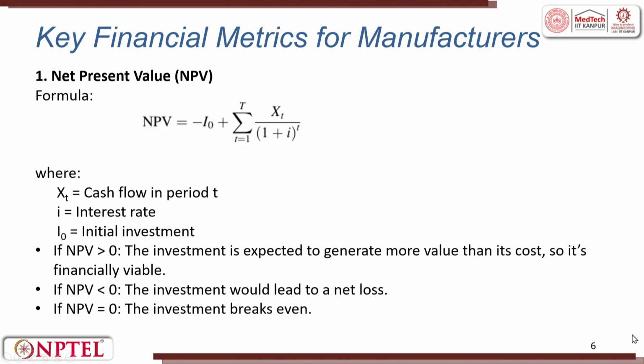Let me now try to see certain metrics. Financial metrics for manufacturers. The first financial metric is net present value. Net present value is the discounted value of any assets that we have to the present time for the next coming years. So we have to subtract the investment, that is minus I naught. I naught is the initial investment, and the further cash flow in period t, x_t, is discounted by an interest rate of i. So it becomes minus I naught plus summation of x_t by (1 plus i) to the power t, and this summation is from time 1 to T. This is capital T, the time till which this is being discounted.